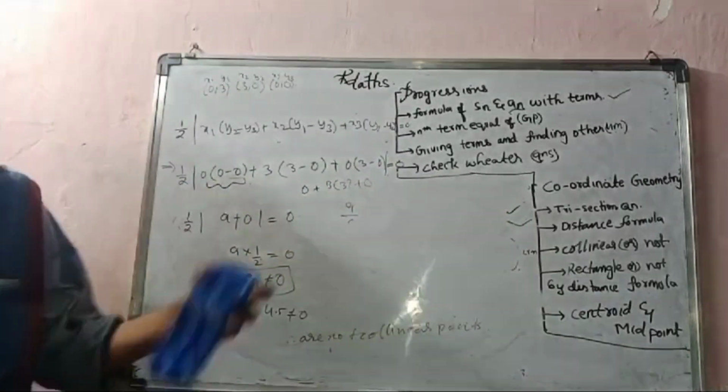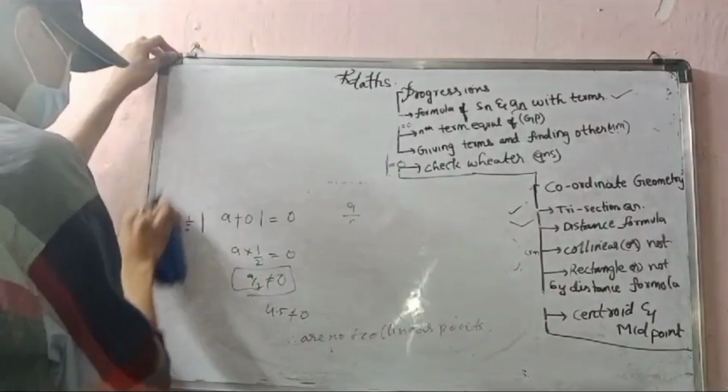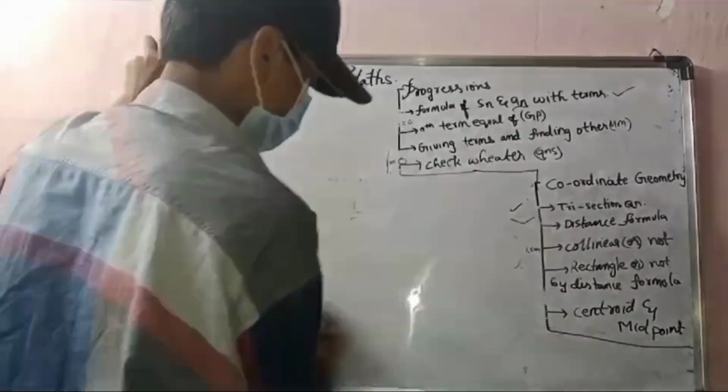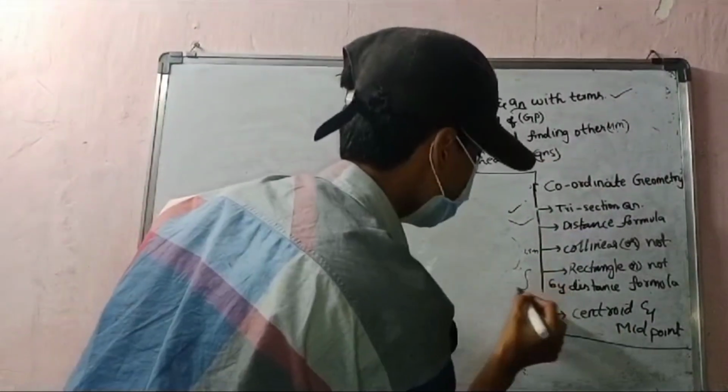Collinear points are nothing but two or more points that lie on the same line. Okay, completed. Now what is the time? 36. Okay, 14 minutes. We can complete this chapter in only 15 minutes.